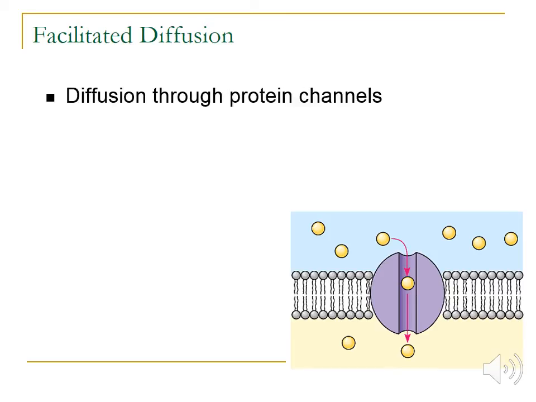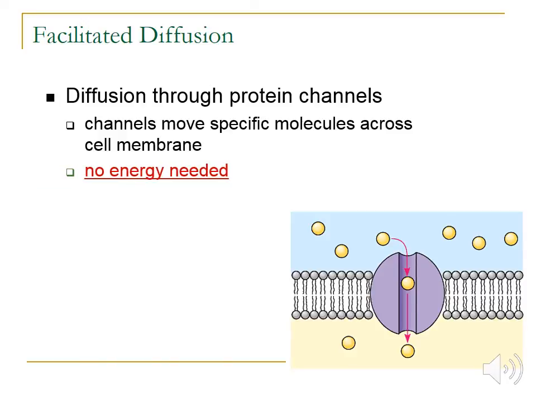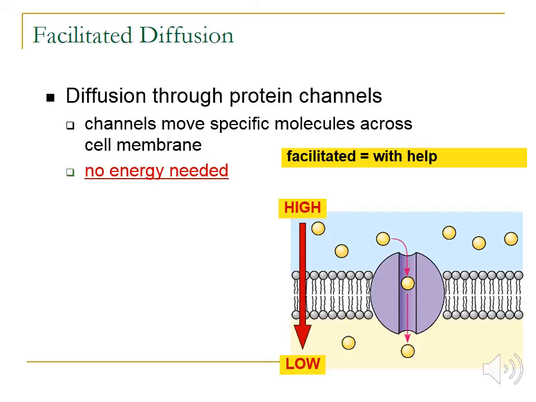So once again, facilitated diffusion is the diffusion through protein channels of specific molecules, and there's no energy needed. It's called facilitated diffusion because the protein channels are helping those molecules move from an area of high concentration to an area of low concentration.